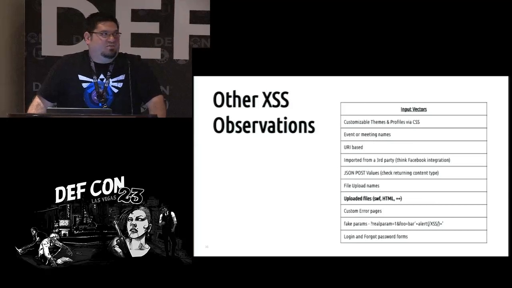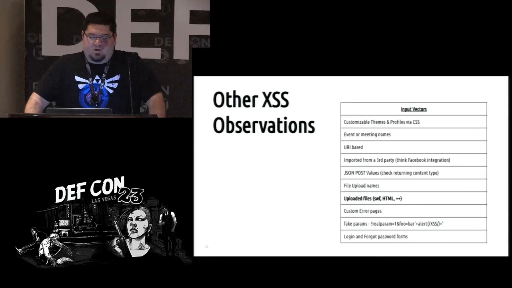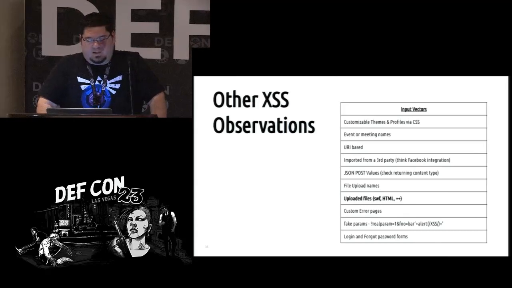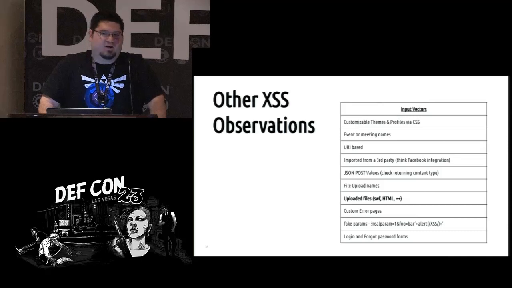Uploaded files themselves. This is a huge one, actually, that's all over the place. So a compiled Swift file or an HTML file that's designed to execute its own JavaScript, and you basically attack a file upload. There's a whole section here about file uploads. We'll talk about it more in a little bit. Custom error pages where they're echoing out what you can't find, put XSS strings in there. Fake parameters where the page might parse some fake parameter data and put it into your response, and login and forgot password forms.